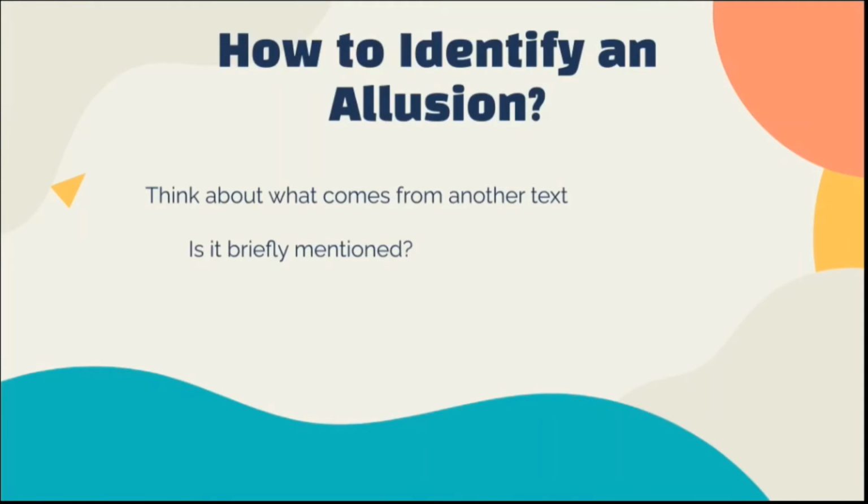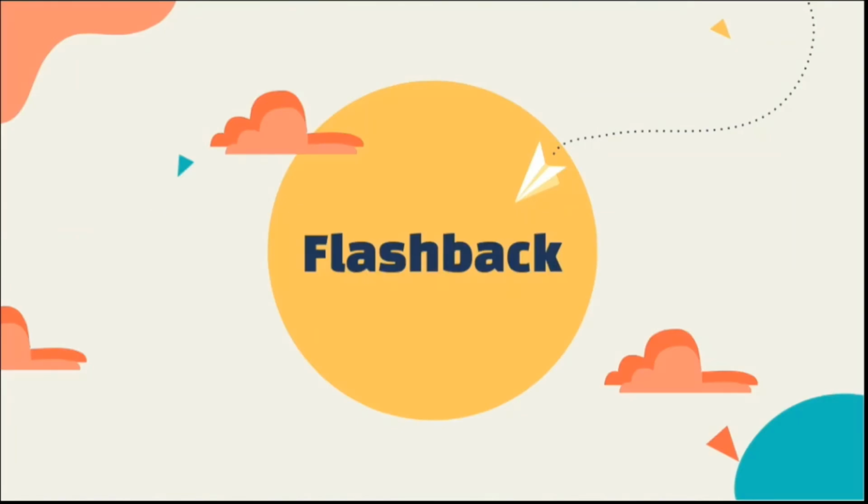How to identify an allusion? Think about what comes from another text, or anything else really. Is there a name or the name of a place that comes to mind that's from something else? Is it briefly mentioned? If it is, then it's probably an allusion. Now we're going to move on to flashbacks.